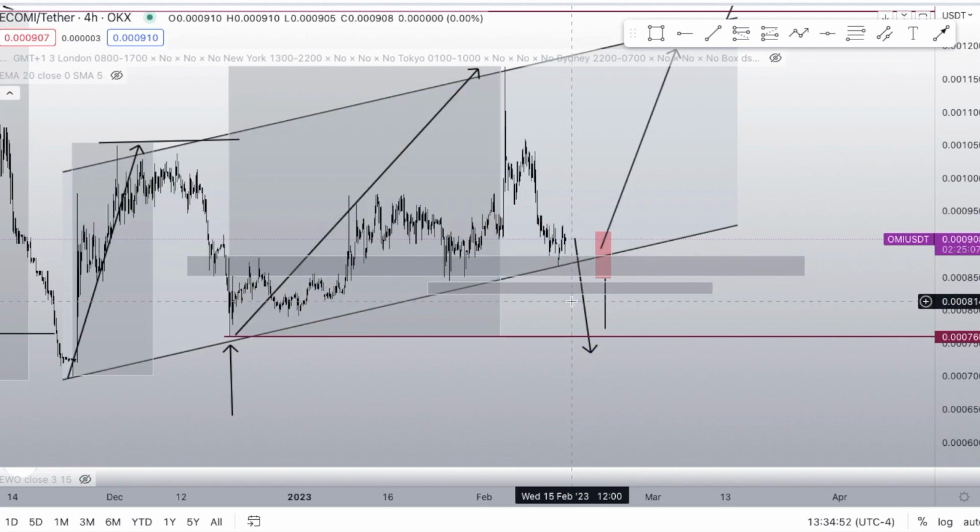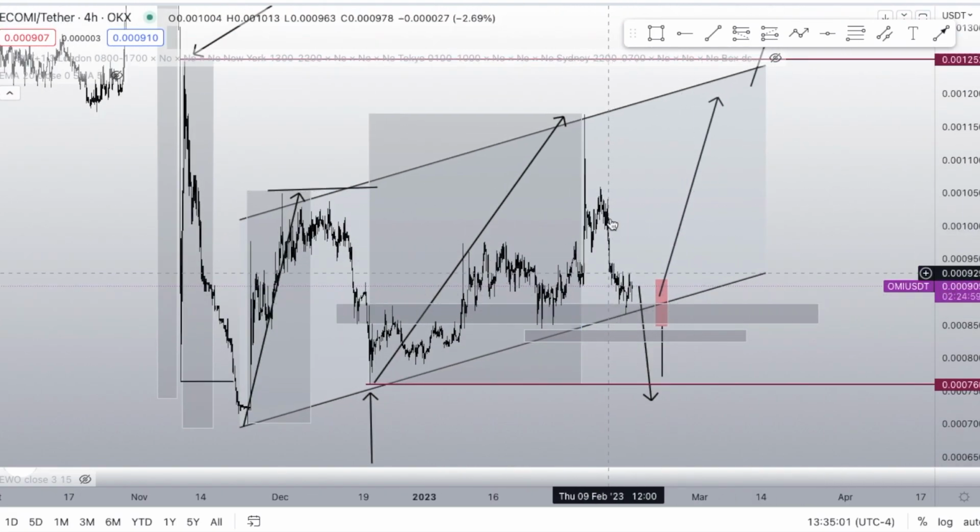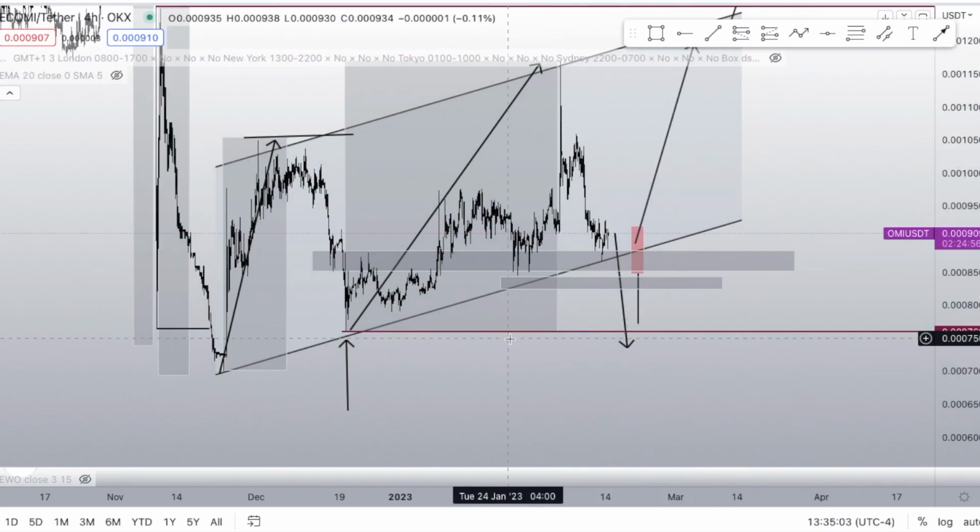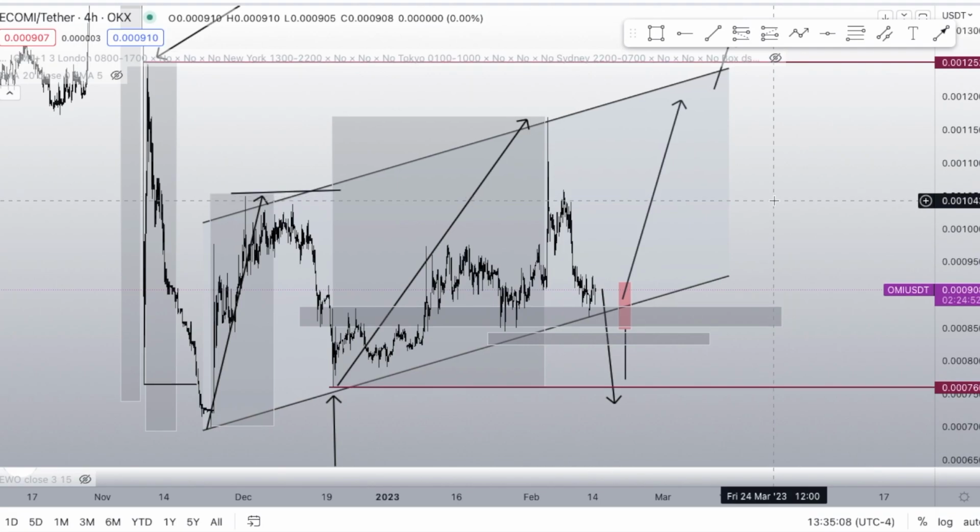I want them to take out my orders or previous orders that were already here from this structure. Then I want to see a final push towards the upside. Okay, guys? So we are still bullish. We're not looking bearish until this level is broken. So in the meantime, try to trade this channel towards the upside.